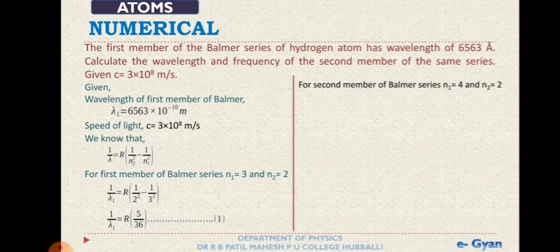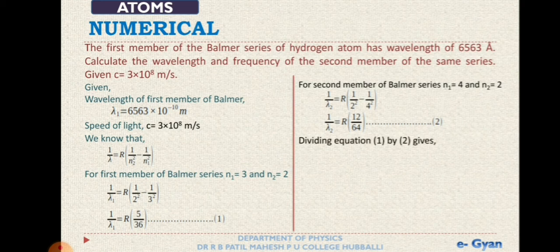Now, for second member of Bohr's series, n1 is 4 whereas n2 remains as 2. So it is a transition of an electron from fourth level to second level. So let us write it as 1 by lambda 2 is equal to R into 1 upon 2 square minus 1 upon 4 square. So the wavelength of second member of Bohr's series can be hence given as 1 upon lambda 2 is equal to R into 12 by 64. Let's call it as equation number 2.